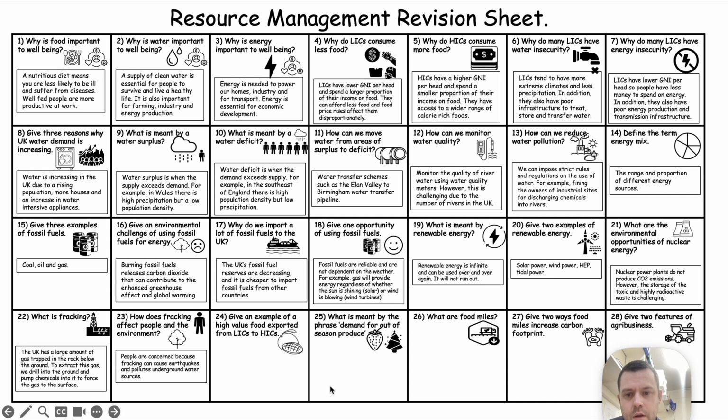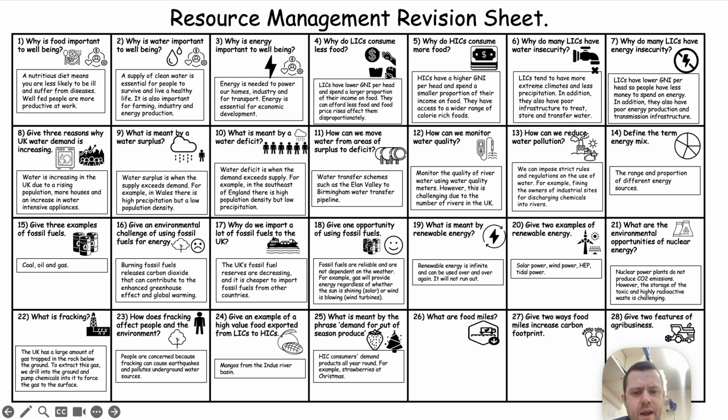Next one, high value food exports. We import a lot of high value foods. They're exported from the LICs and imported to the HICs, the UK. Mangoes, who doesn't love a mango? We import mangoes from India, from the Indus River Basin. If you think to your case study of the Indus Basin irrigation system, it has increased fruit production by 150%. Happy days, let's import that to the UK so we can enjoy it.